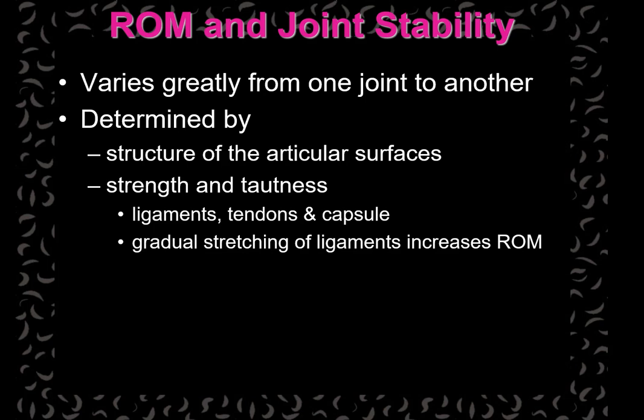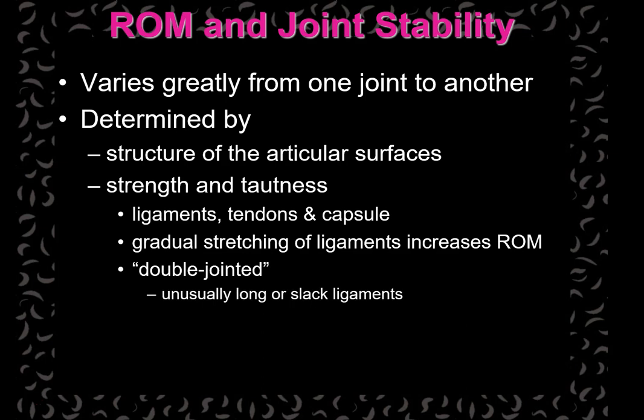The term double jointed doesn't actually mean there's an extra joint. Usually the person has very long, slack ligaments. So they have excessive movement in the joint, which would also mean that their joint is a little less stable than somebody else's who doesn't have that extra movement. Okay? Any questions on that? It's pretty simple.